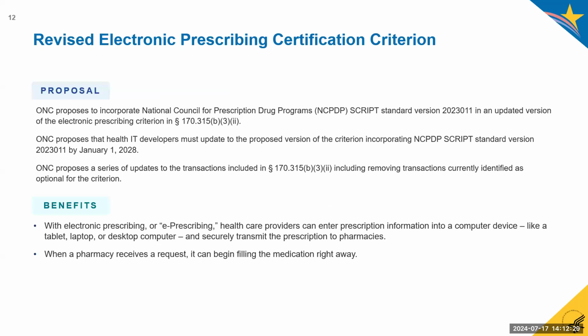We are proposing to revise the current electronic prescribing certification criteria. The primary proposal here is to update to the NCPDP, National Council for Prescription Drug Programs, SCRIPT standard that supports it, to the 2023011 version. We are currently on the 2017071 version. This would move us to a more recent version. There are some additional proposals here about removing some of the optional transactions that we currently have within that B3 e-prescribing proposal. Next slide.